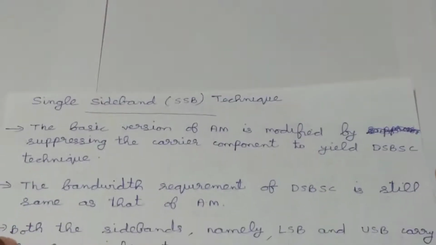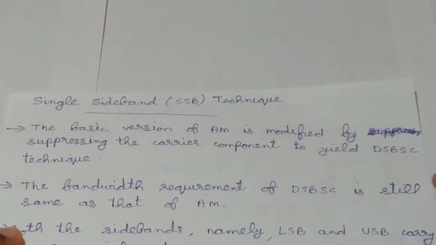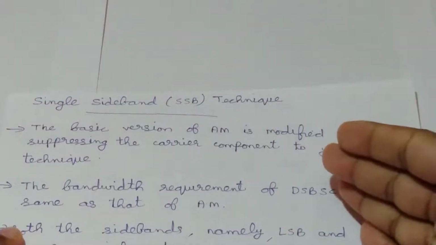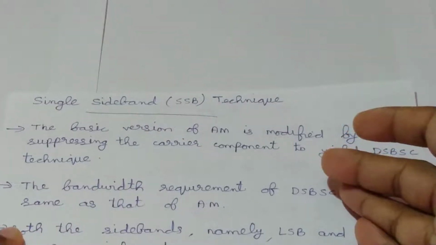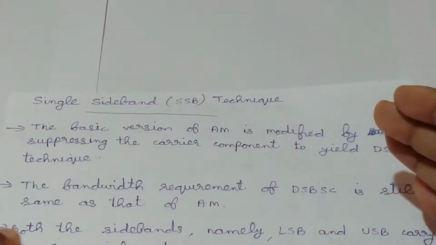technique. But the bandwidth requirement of double sideband suppressed carrier is still the same as that of amplitude modulation. When we consider the basic amplitude modulation technique and this double sideband suppressed carrier technique, the bandwidth requirement is 2 FM. So the bandwidth requirement is the same in both cases.